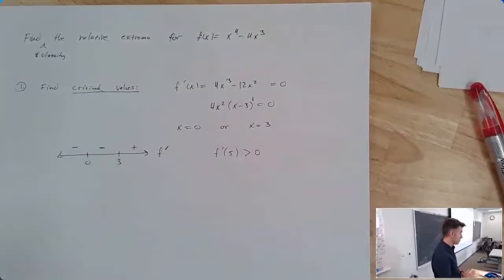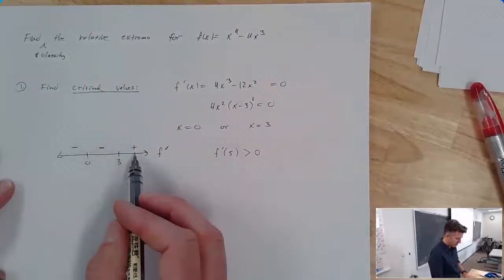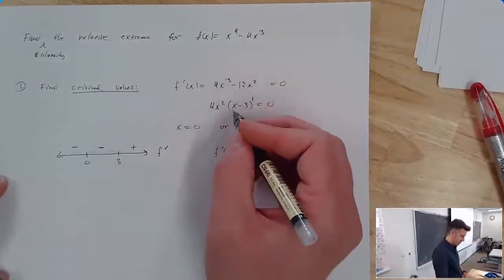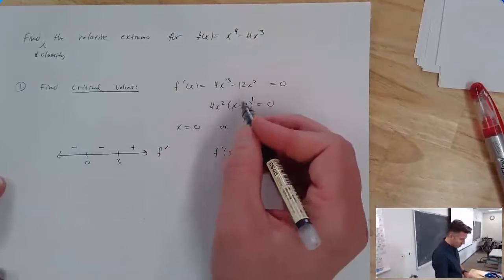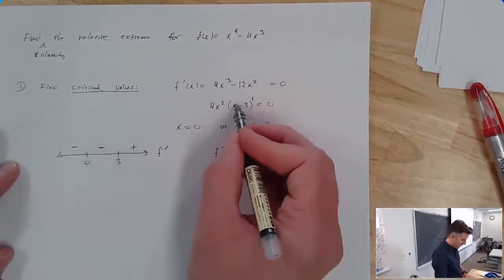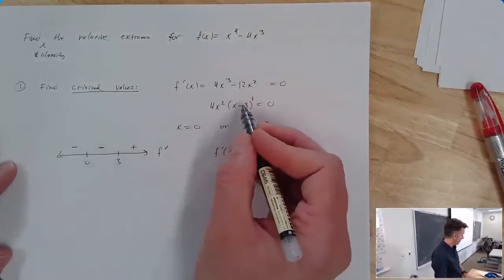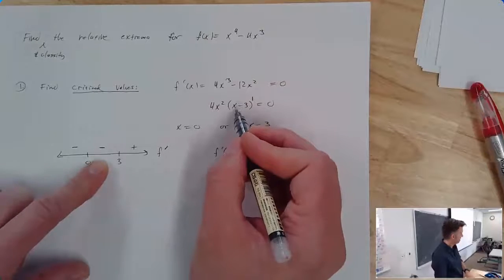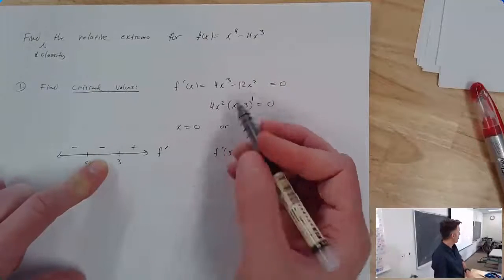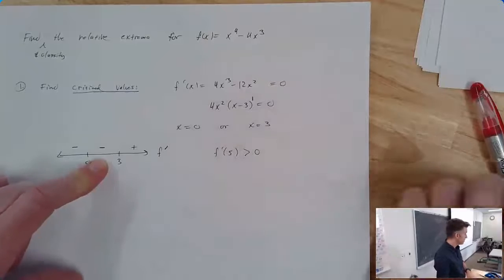This always works. The reason is, think about it this way: if you plug in something bigger than 3, 4 times something bigger than 3 squared is positive, and something bigger than 3 minus 3 is positive. But if you pick something smaller than 3, but still bigger than 0, you've changed the sign of the x minus 3 factor. If you plug in 2, 2 minus 3 is negative. But a negative number to an odd power retains the negativeness.